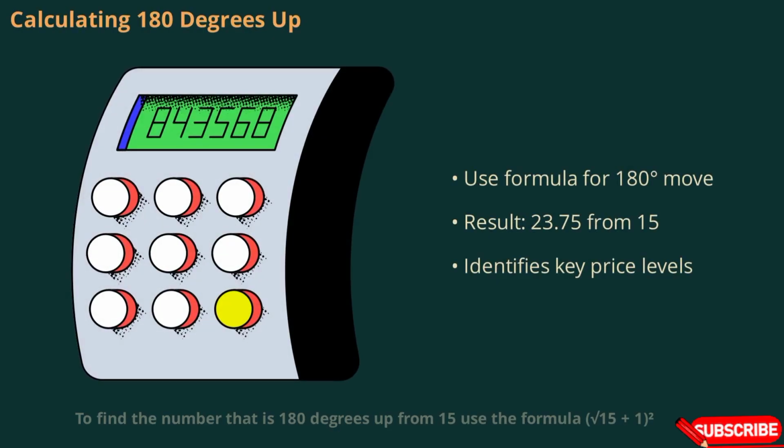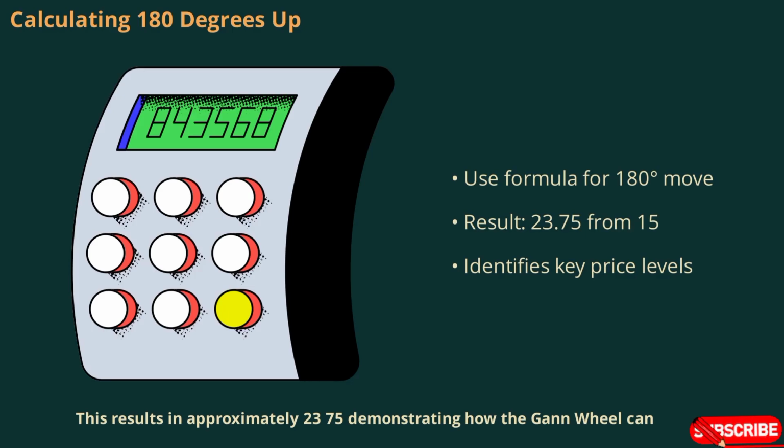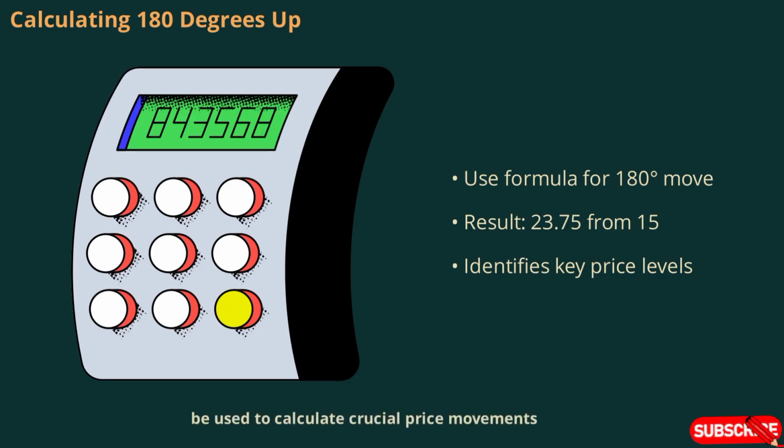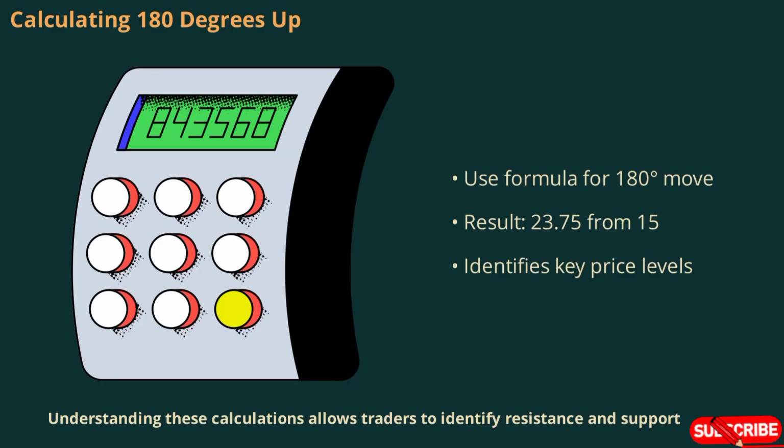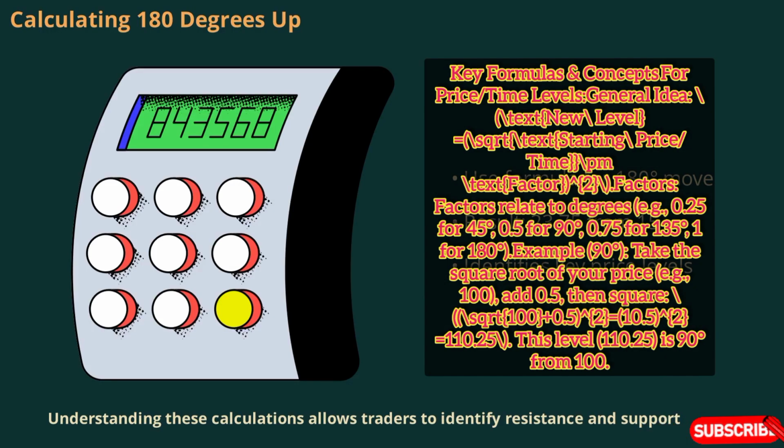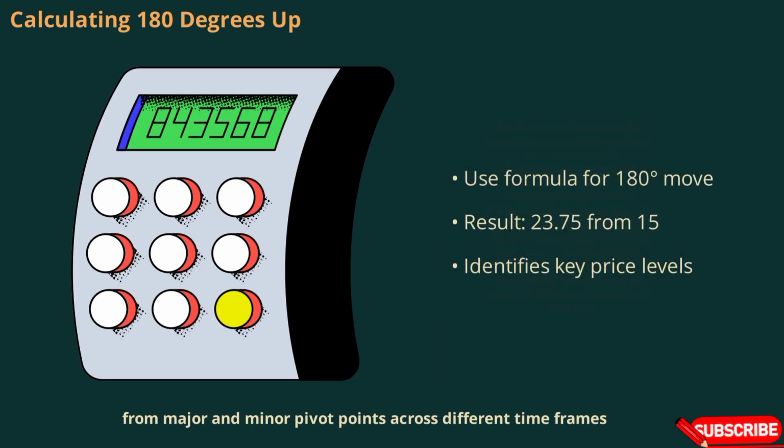Find the number that is 180 degrees up from 15. Use the formula (square root of 15 plus 1) squared. This results in approximately 23.75, demonstrating how the Gann wheel can be used to calculate crucial price movements. Understanding these calculations allows traders to identify resistance and support from major and minor pivot points across different time frames.